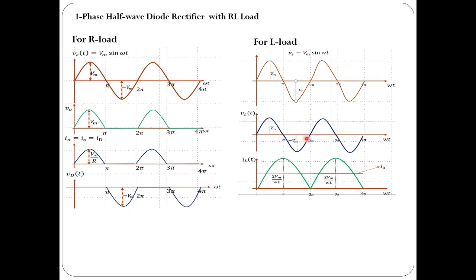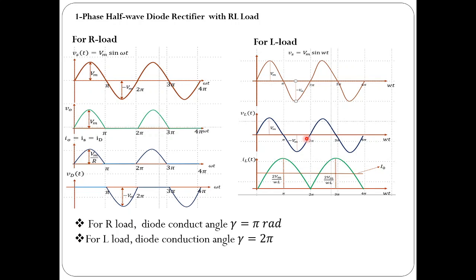So what can one expect for RL load? For RL load, we expect the behavior intermediate between these two. For R load, the diode conducts for pi radians, and for L load, the diode conducts for 2 pi, whereas for RL load, the diode conduction angle should range from pi to 2 pi, between these two.